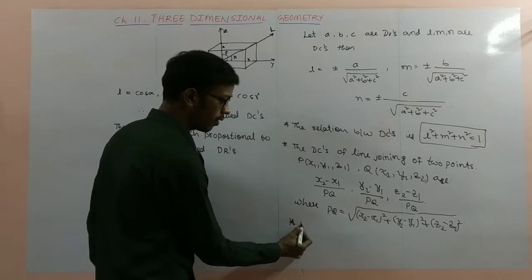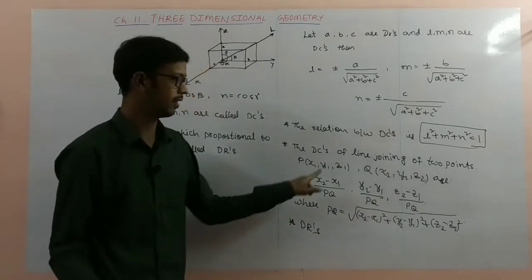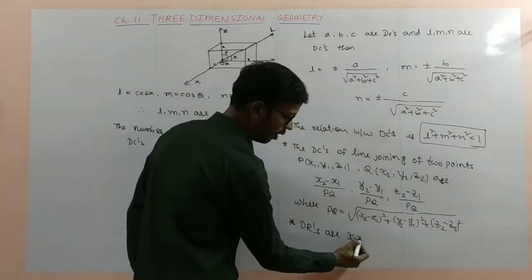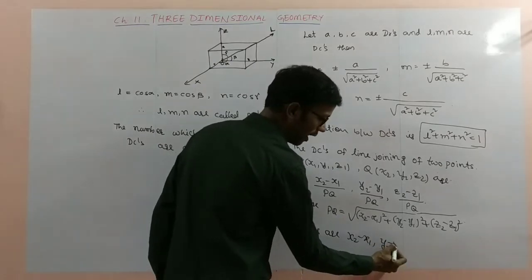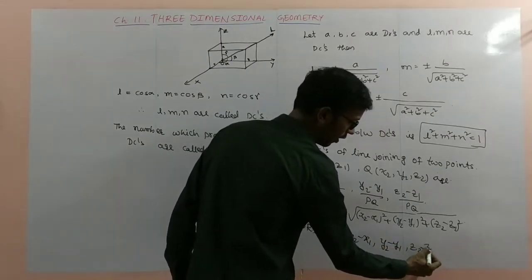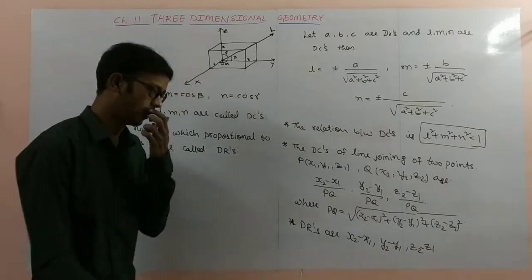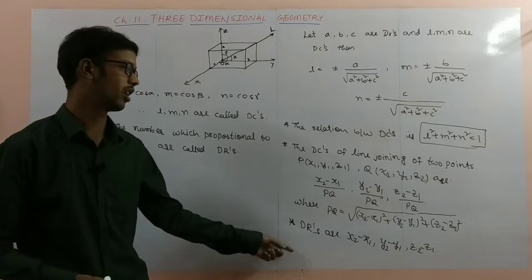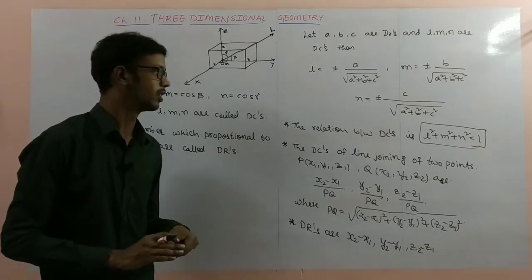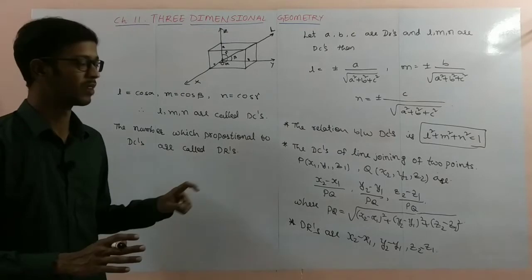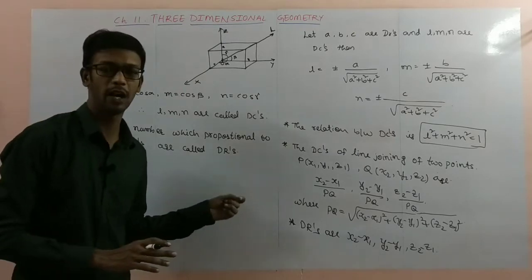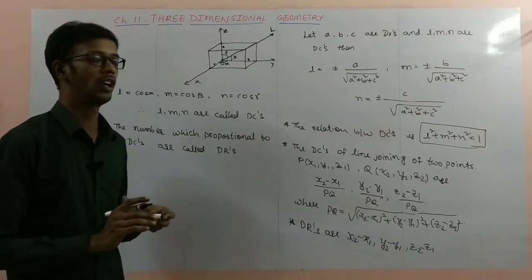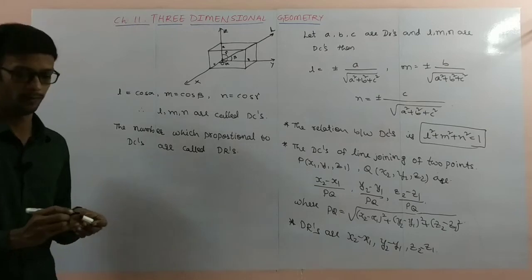PQ is the distance formula. If you know the two points, we can find the direction ratios and direction cosines. That was the direction cosines. The direction ratios are simply x2 minus x1, y2 minus y1, z2 minus z1. These are the basic concepts for the first exercise, exercise 11.1. In total we will use these formulas only, direction cosines and direction ratios. So pause the video to note it down.